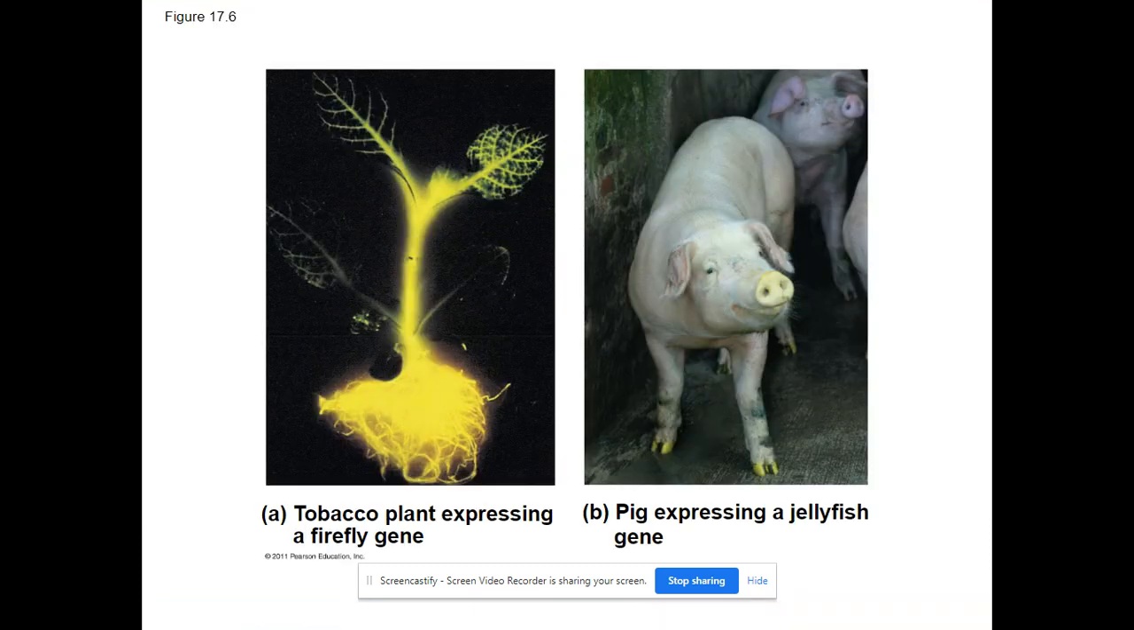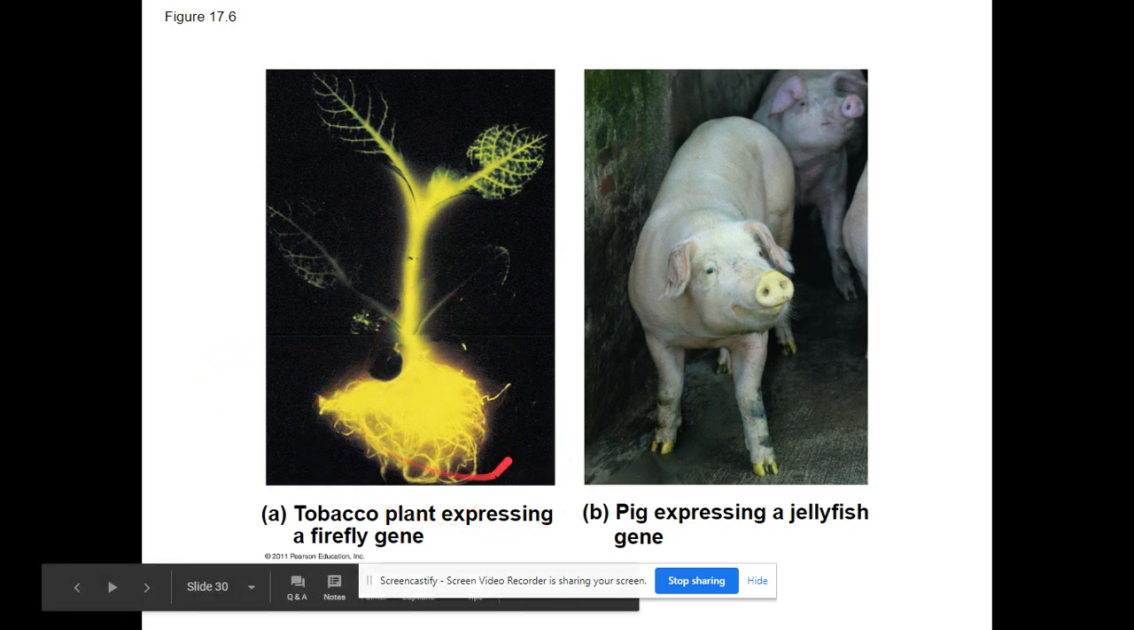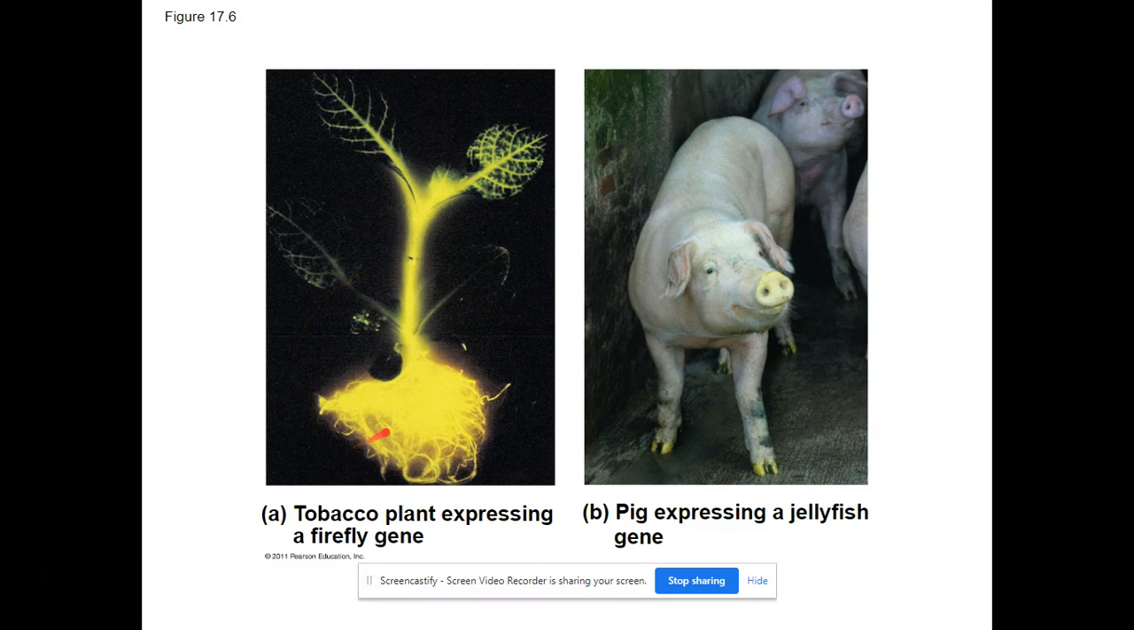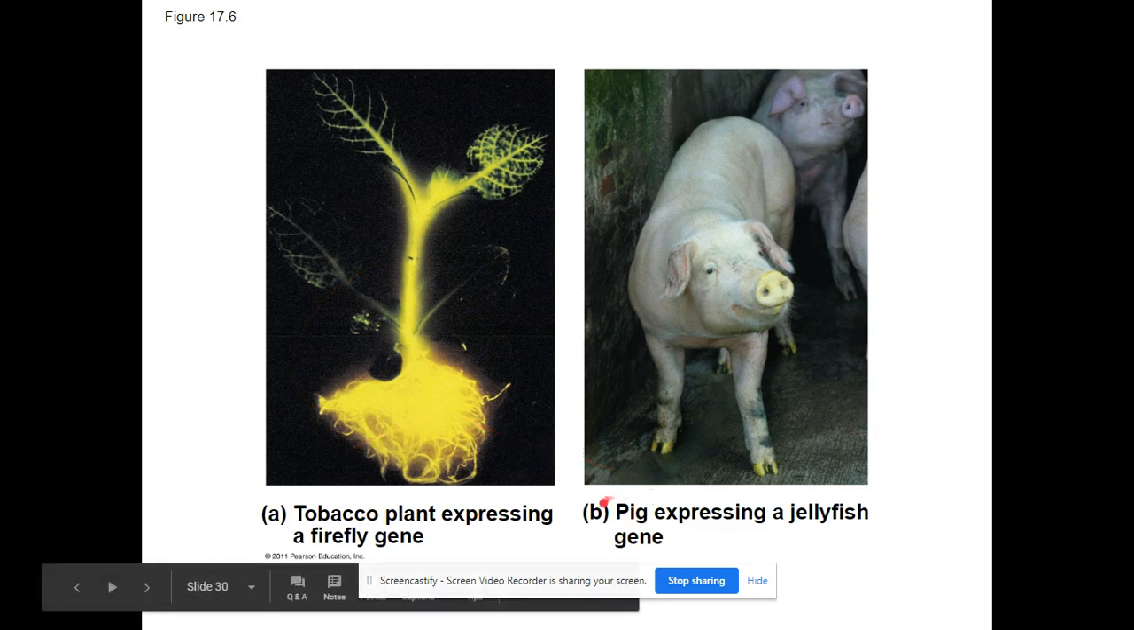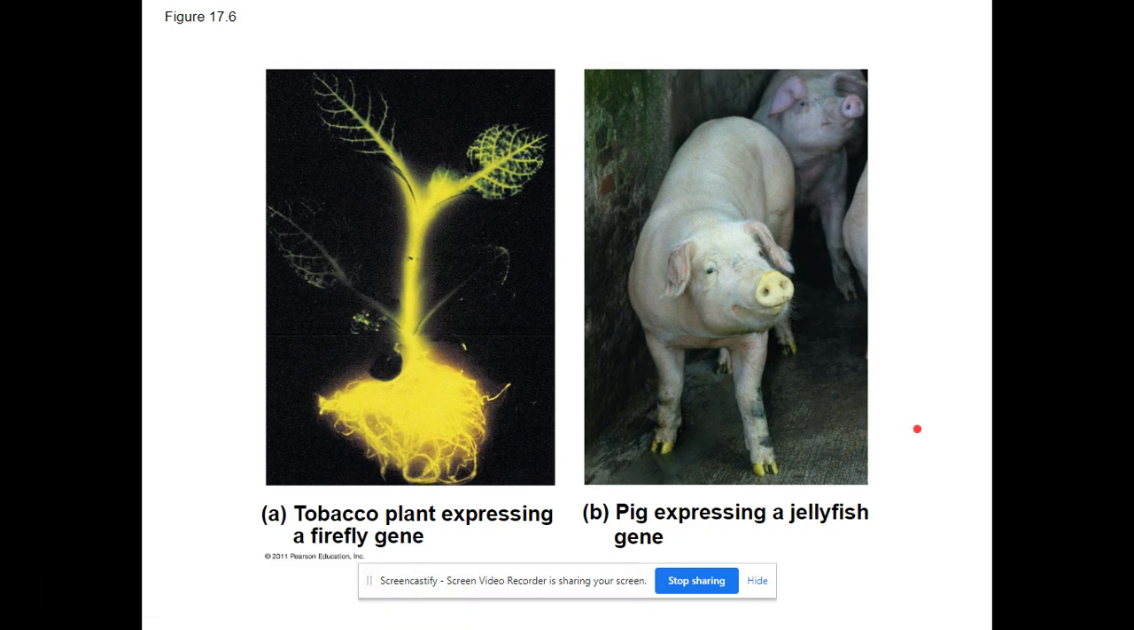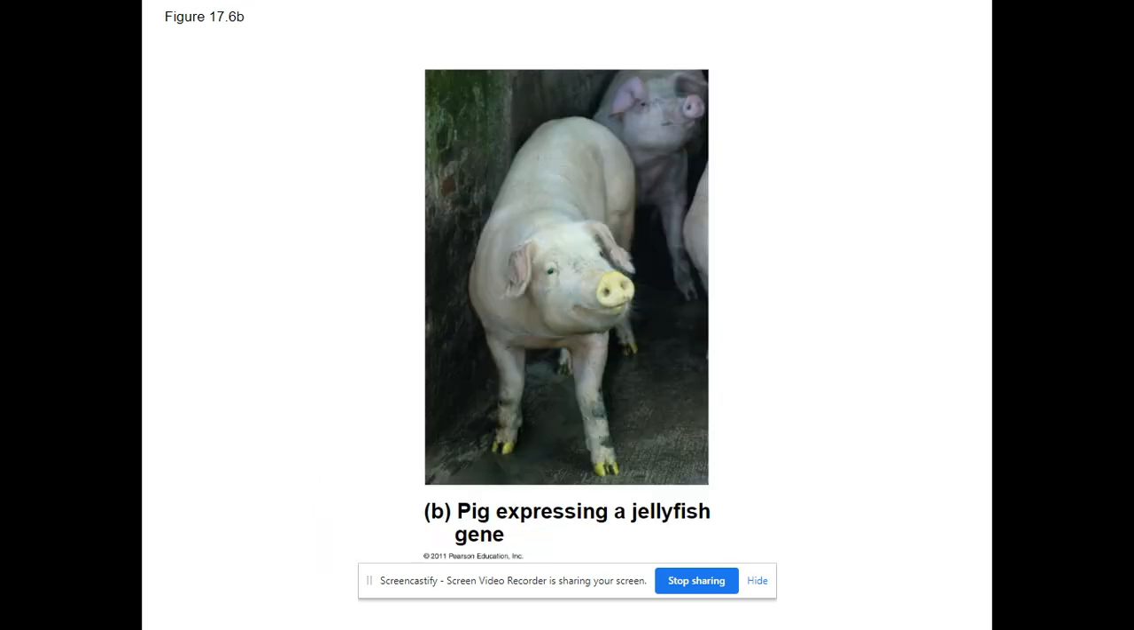There are actually experiments with a tobacco plant that expresses a firefly gene, which makes that tobacco plant glow in the dark. And then there are also examples of pigs that have been expressing a jellyfish gene, which makes part of them glow in the dark as well. There's a lot of genetic research behind this. Glow in the dark animals, for whatever reason, are becoming super popular, so we are studying those genes and the effects that they have on various different animals.